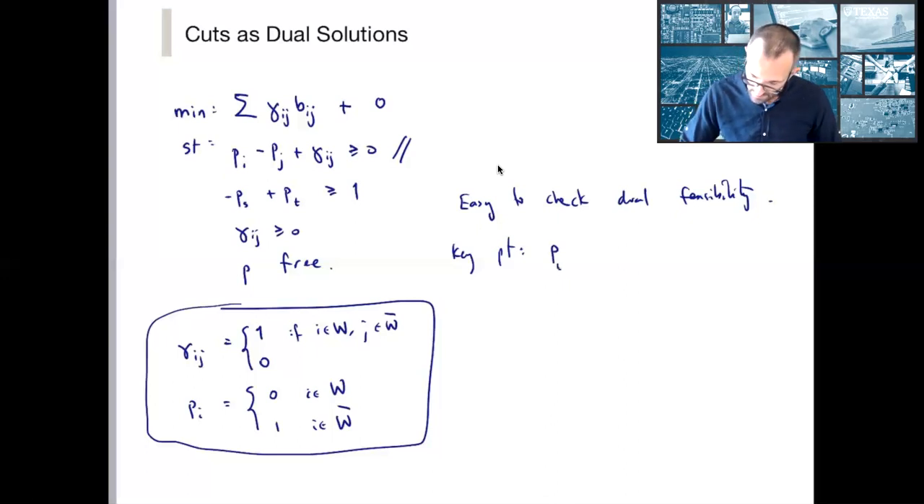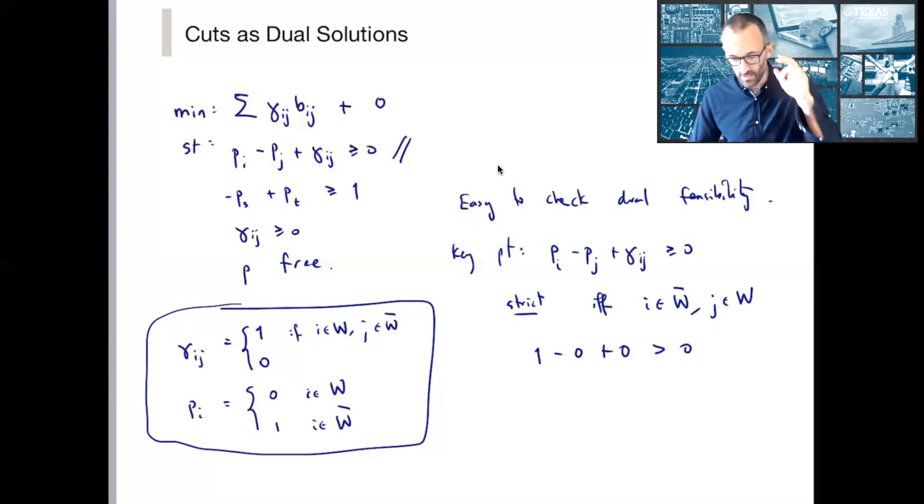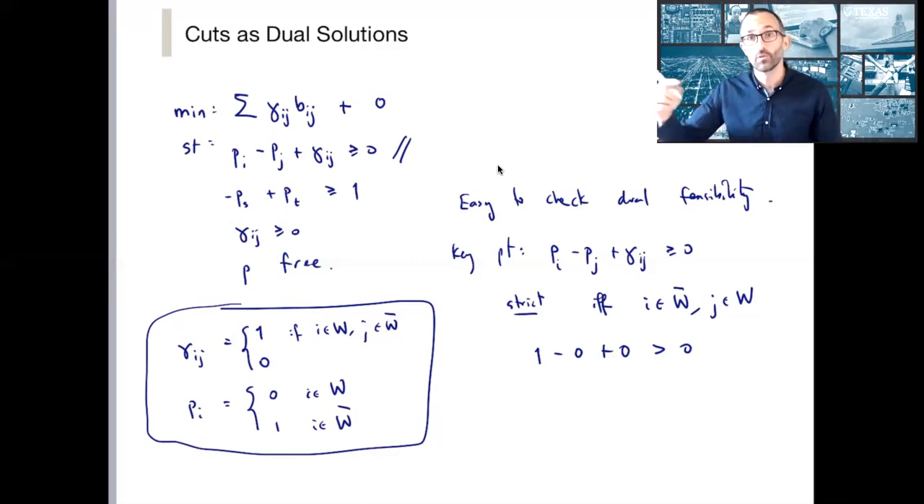Pi minus Pj plus gamma ij, we know this has to be greater than or equal to 0, but this is going to be strict only when I is in W bar, J is in W. Because in that case, we're going to get 1 minus 0 plus 0, which indeed is going to be strictly greater than 0. So all of the constraints in the dual are going to be satisfied with equality for any dual solution that comes from a cut, except for constraints that cross from W bar backwards into W.